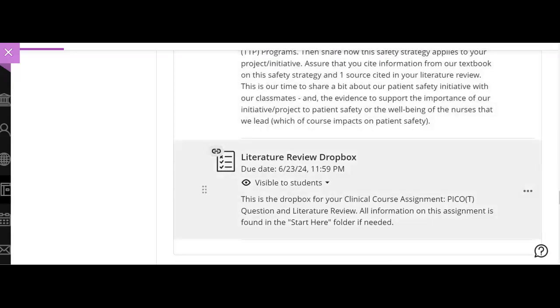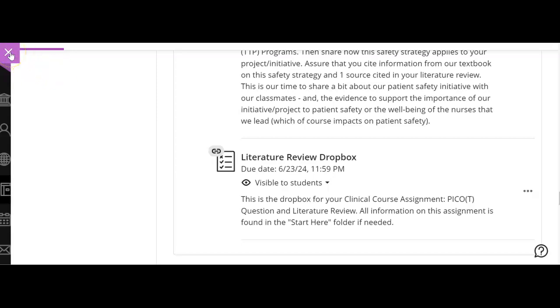And finally, this is your literature review Dropbox. As we went over in learning unit number 4, we looked at the grading rubric, what was the expectation of developing a PICO question and doing the literature review. This is the place for you to upload your final document. If you need to look at that information again, you can look in learning unit number 4, or you can look at the Start Here folder. So that is it for learning unit number 5.